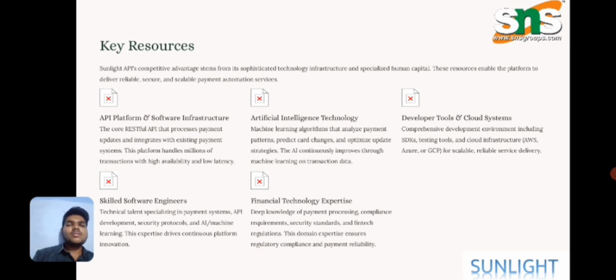Financial technology expertise: deep knowledge of payment processing, compliance requirements, security standards, and fintech regulation. This domain expertise ensures regulatory compliance and payment reliability.